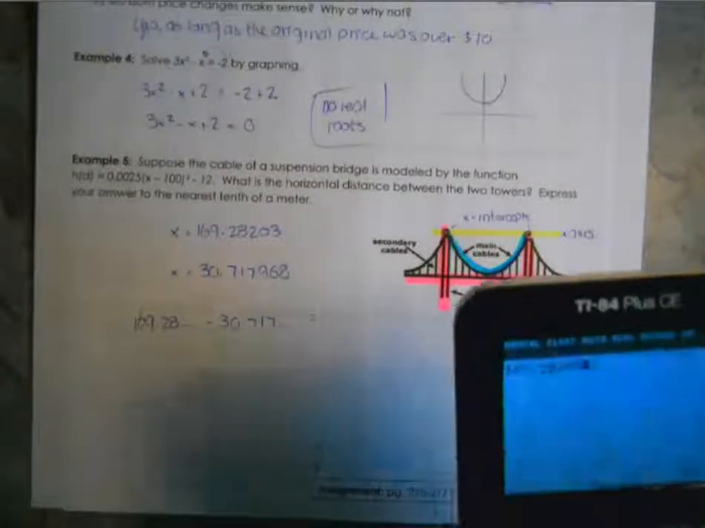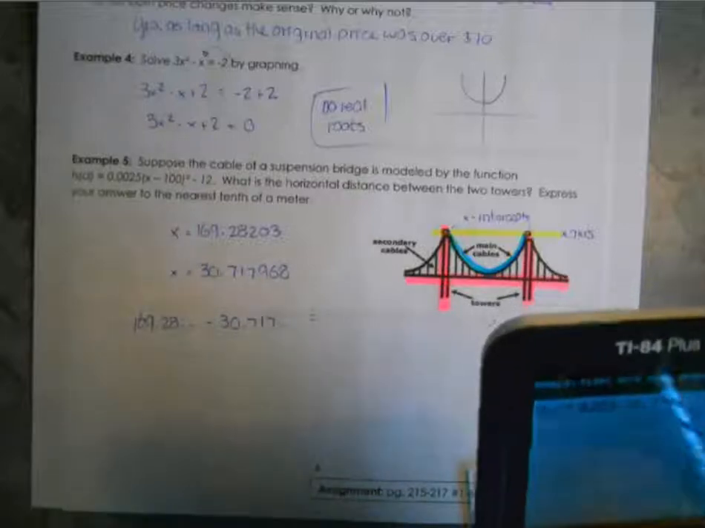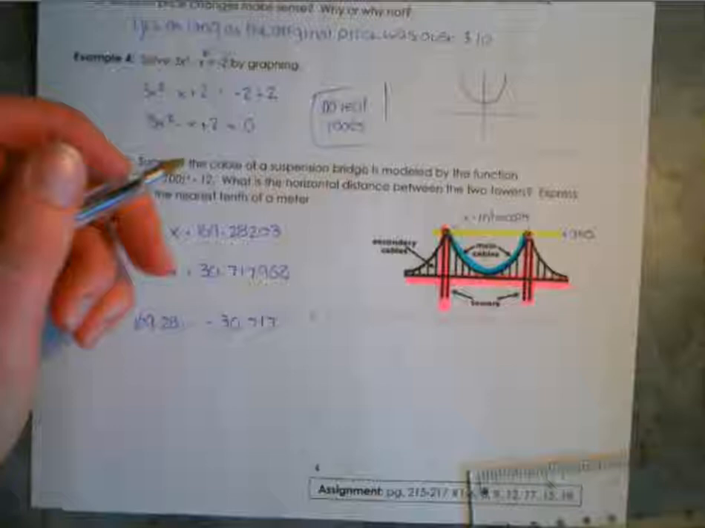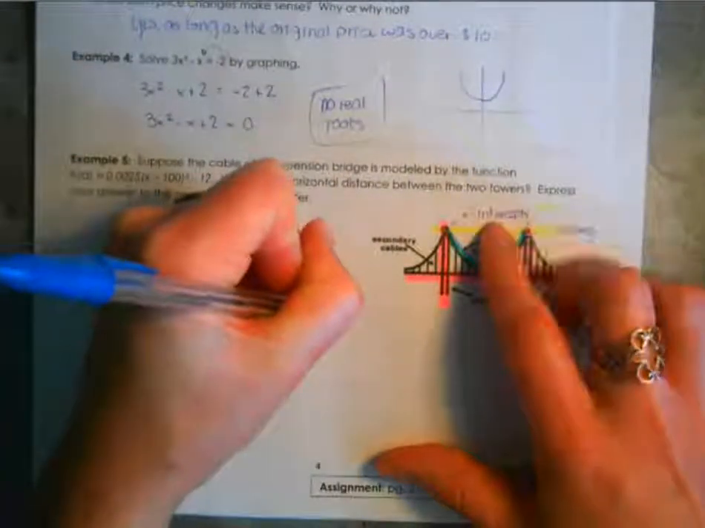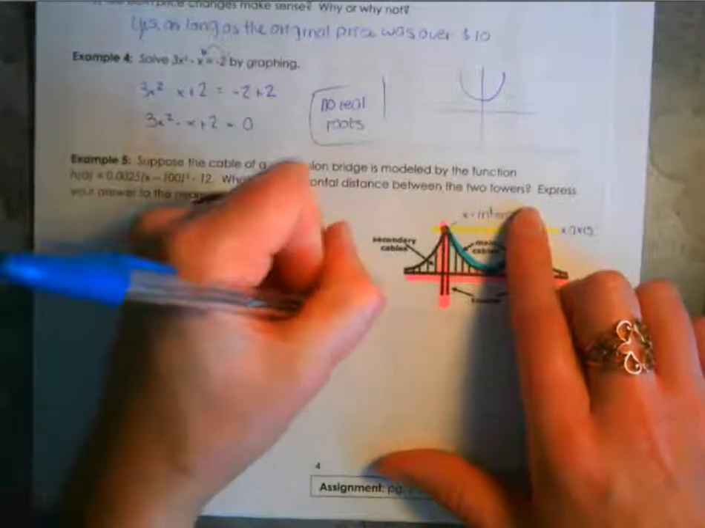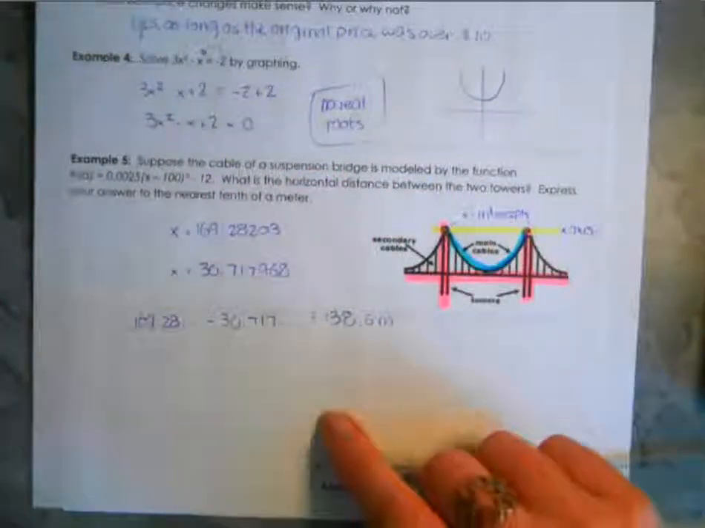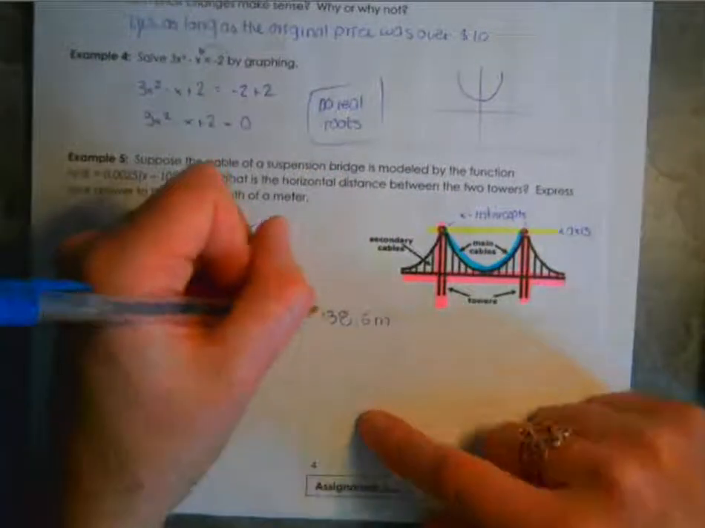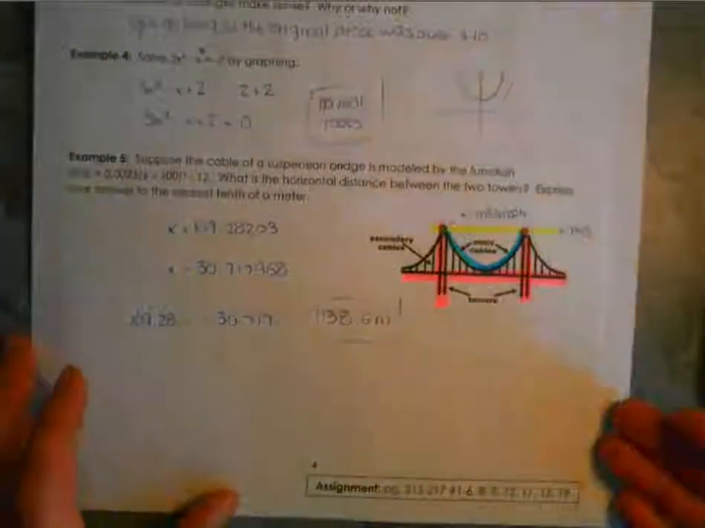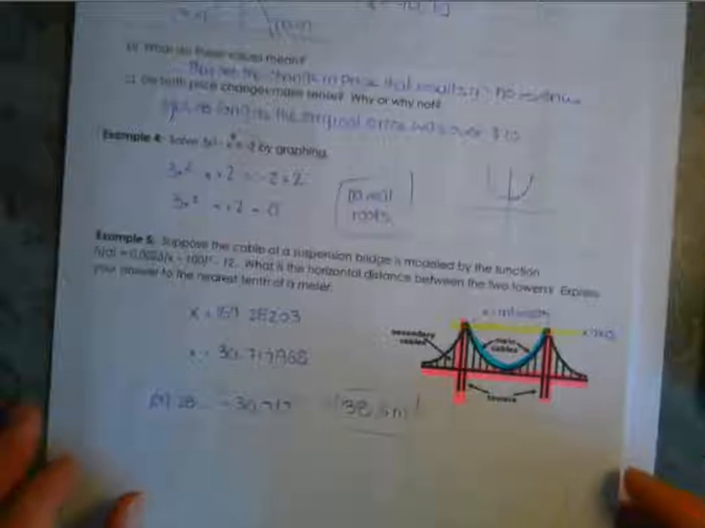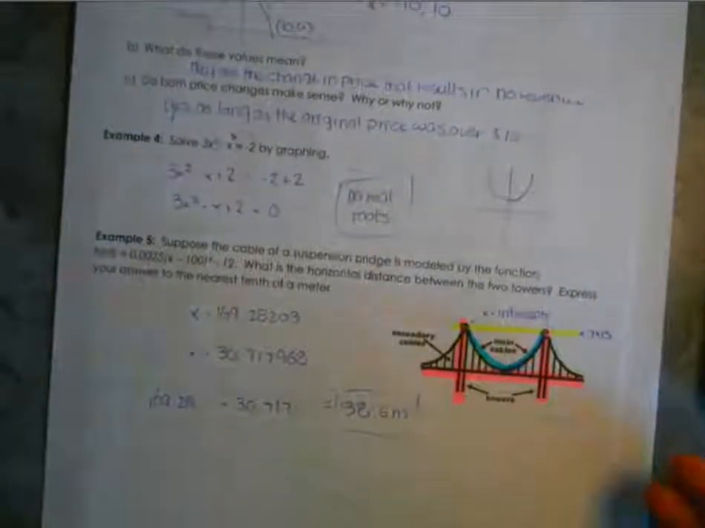169.28203 minus 30.717968 gives us 138.56. They wanted it to the nearest tenth, so we'll round that to 138.6, and the units are meters. Of course, for a written question I would expect you to write that the towers are 138.6 meters apart from each other. Okay, so that's an introduction to how to solve quadratic functions graphically.